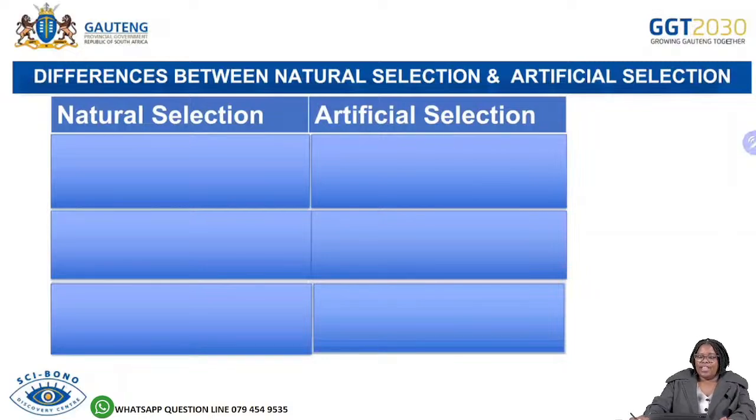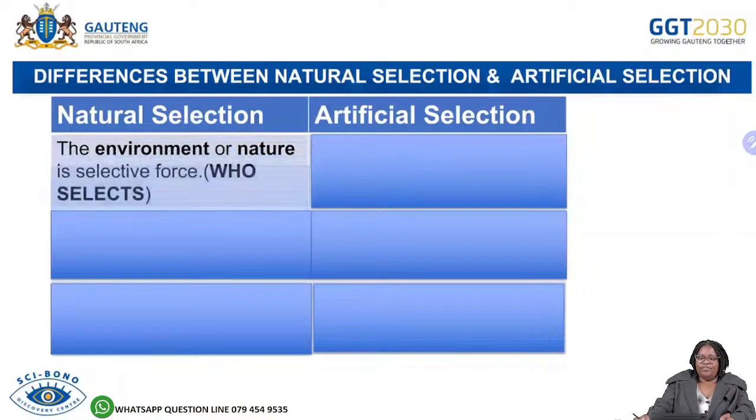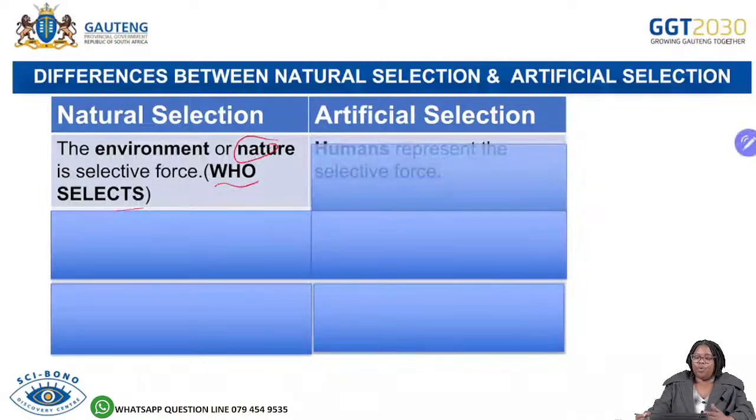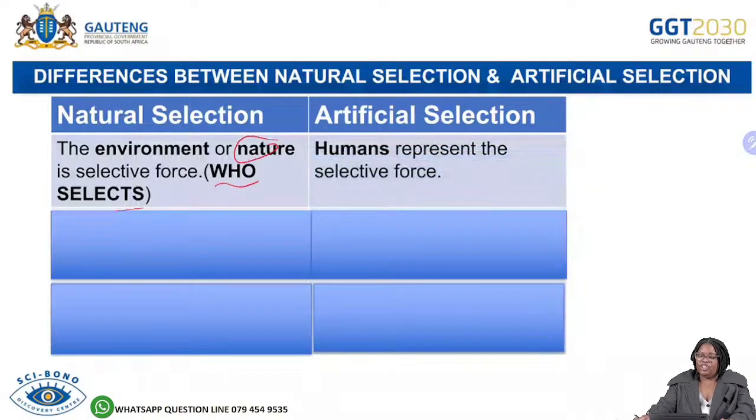We're going to look at the differences between natural selection and artificial selection. Now, in terms of the two, what is the difference there? For an example, with natural selection there, who selects? Nature. Nature selects. Environment selects. But then if we compare it to artificial selection, who selects there? Humans represent the selective force. I hope you get the difference, girls and boys.